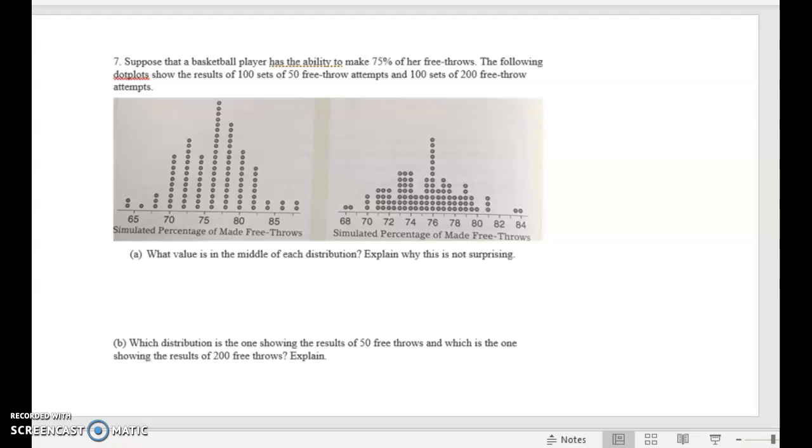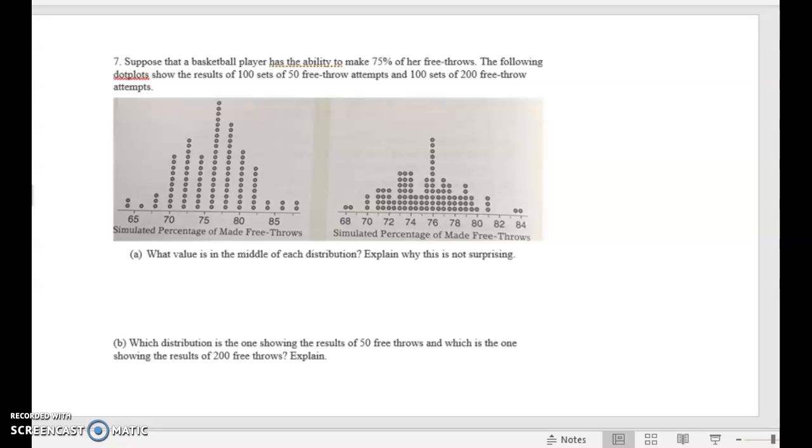Okay, so suppose the basketball player has the ability to make 75% of her free throws. Which one represents 100 sets of 50 and which one represents 100 sets of 200? So that means that both of these dot plots on the left and the right have 100 dots. So it's not 50 dots versus 200 dots. It's 100 versus 100. Each of them have 100 dots.